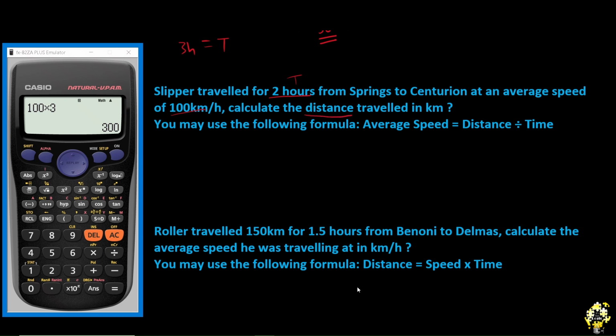So they want us to calculate distance traveled. Let's see. Does the formula also ask us to calculate the distance? Well, you may use the formula which says average speed. Okay, problem. Average speed, but you want us to calculate distance. Oh, we know how to transpose, don't we?